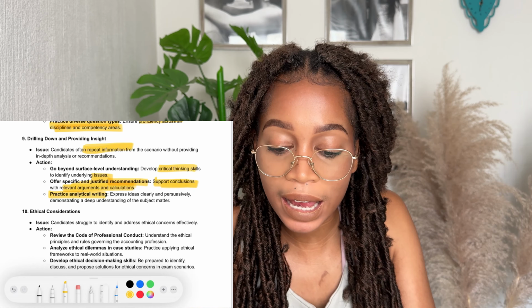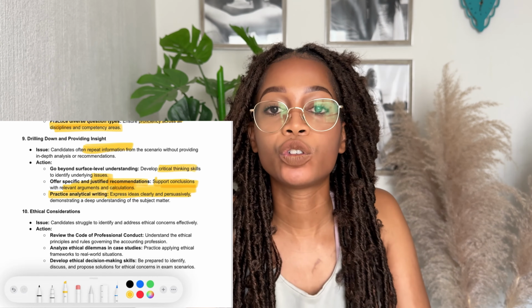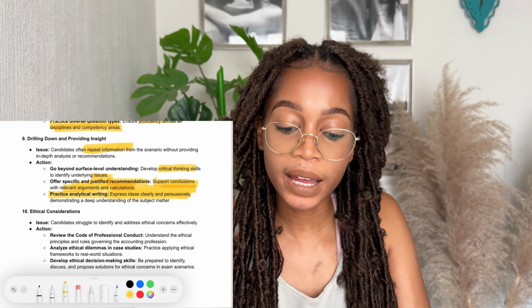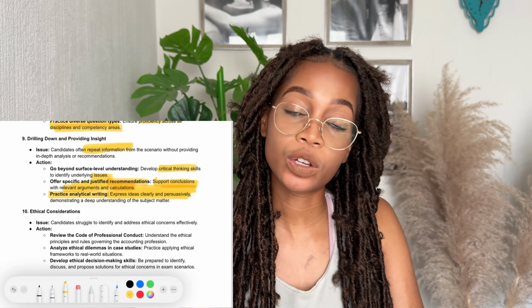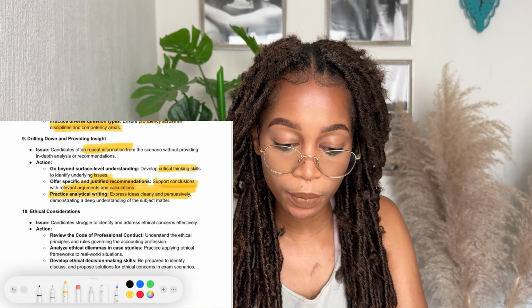Planning your answer fixes all of that. If you plan your answer, you will be able to express yourself clearly and persuasively, and in such a way that you're going to demonstrate a deep understanding of a matter.